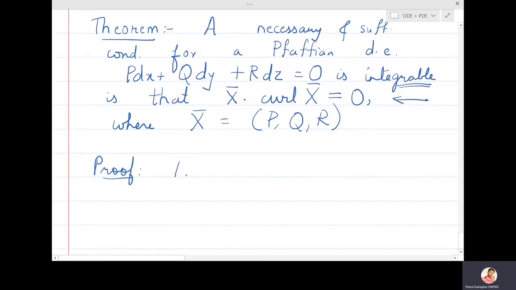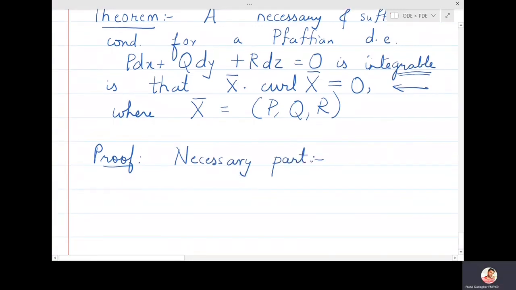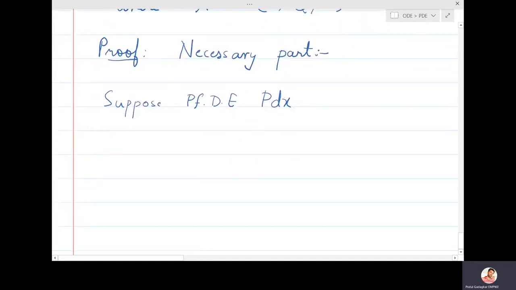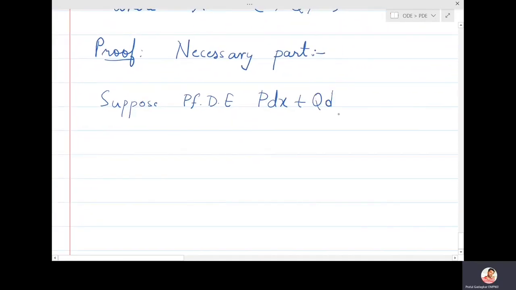So let me say the necessary part. Now what we will be assuming is that suppose the Pfaffian differential equation p dx plus q dy plus r dz is equal to zero, is integrable. Remember what we want to prove. We want to prove that x bar dot curl of x bar is equal to zero.